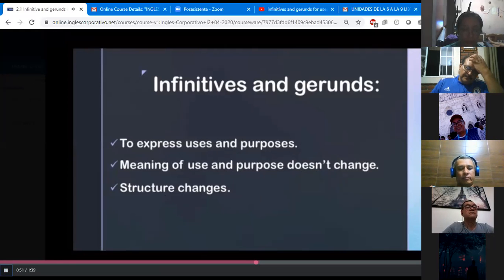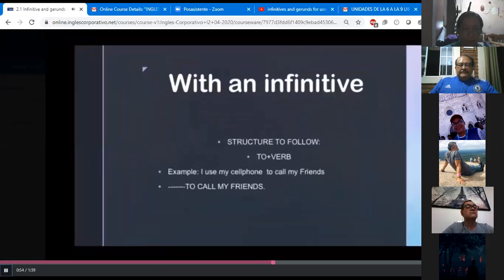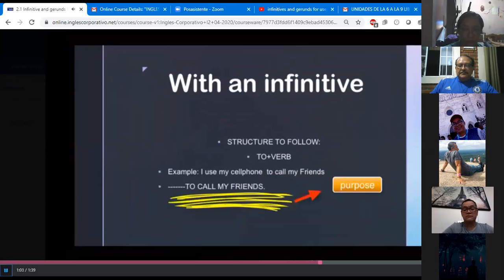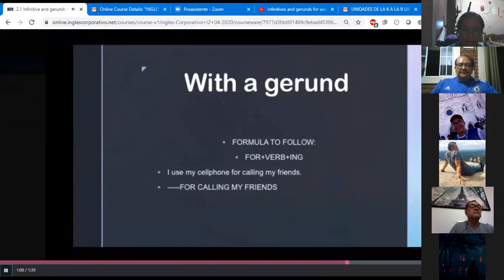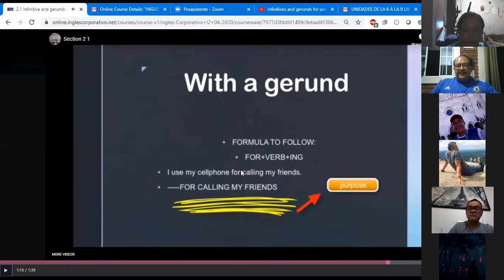Now look. Let's go over the explanation on the difference between the two forms. With an infinitive, we must use to plus verb. Example, I use my cell phone to call my friends. To call my friends is the purpose. Pay attention that we are using the infinitive form. With a gerund, we must use for plus verb plus ing. Example, I use my cell phone for calling my friends. For calling my friends is the purpose. Here we use for calling, not for call.